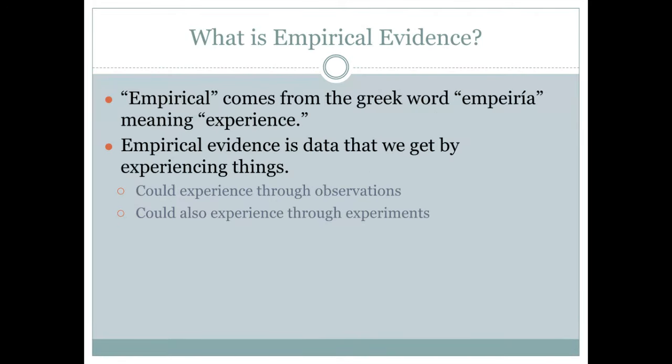And then we have empirical evidence. The word empirical comes from the Greek word for experience. What empirical evidence means is scientific data that we get through experiencing things. So we could experience something and make observations, and that would give us some data. Or we could experience through an experiment and do a professional scientific experiment and collect data that way. But empirical evidence is just a fancy word for scientific data.